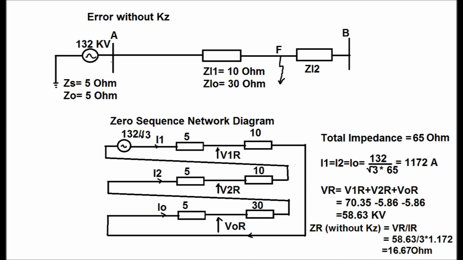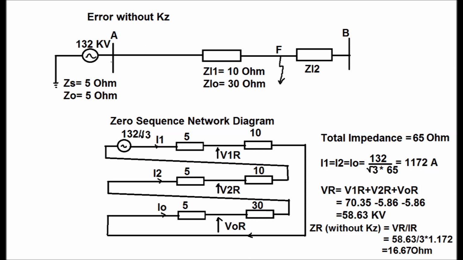Now the impedance sensed by the relay for the fault at point F, without considering the factor KZ, is ZR equal to VR by IR, which is equal to 58.63 divided by 3 into 1.172, which comes as 16.67 ohm. That is, the fault occurs at a distance of 10 ohm from substation A end, but the relay senses the fault at a point located 16.67 ohm from substation A. That is, the relay may underreach the fault location.